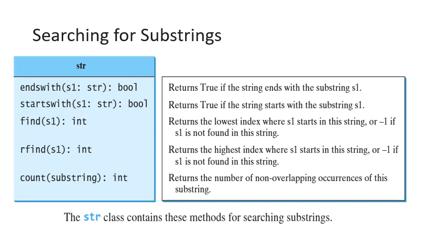Searching for substrings. endswith(s1) returns true if the string ends with the substring s1. startswith(s1) returns true if the string starts with the substring s1. find(s1) returns the lowest index where s1 starts in the string, or -1 if s1 is not found in the string. rfind(s1) returns the highest index where s1 starts in the string, or -1 if s1 is not found in the string. count(substring) returns the number of non-overlapping occurrences of this substring.